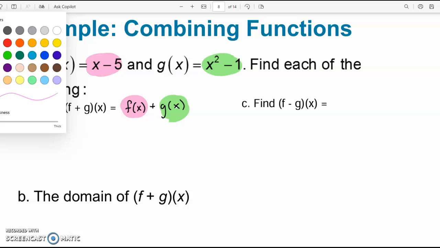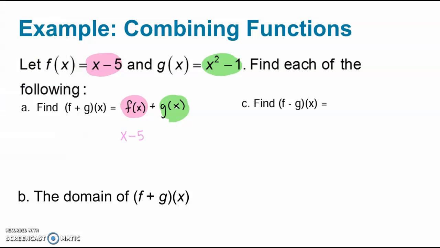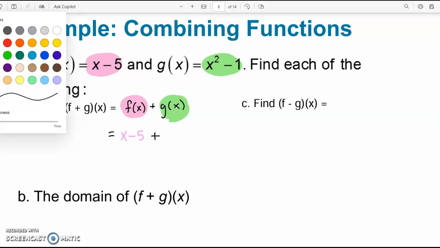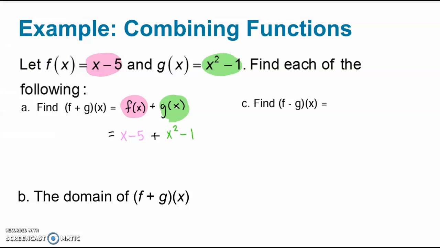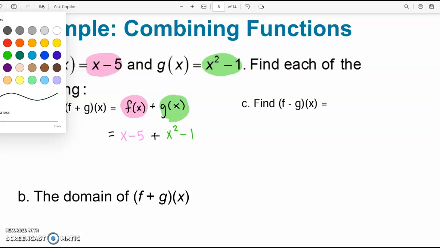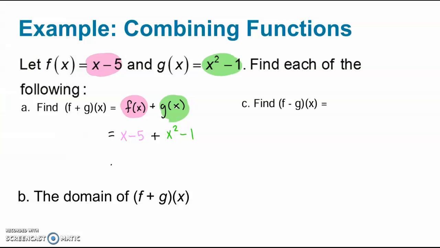So let's do that. It's going to be x minus 5, and then I'm going to add g(x), which is x squared minus 1. I would combine any like terms here. Do I have any like terms? Well, let's remind ourselves what like terms are. Like terms have the same variable and the same exponent on that variable. If you have both of those, then you can combine the coefficients that they have in front.